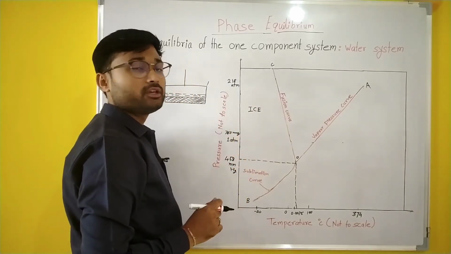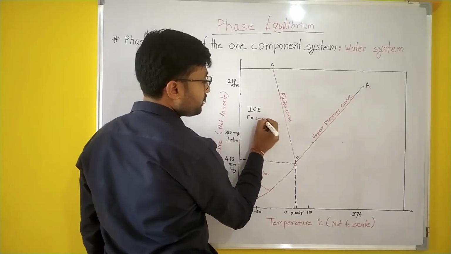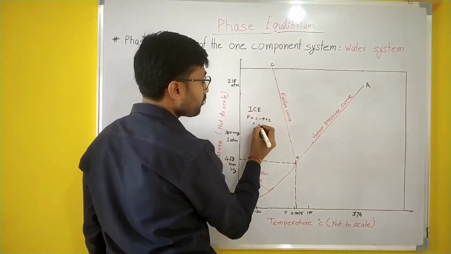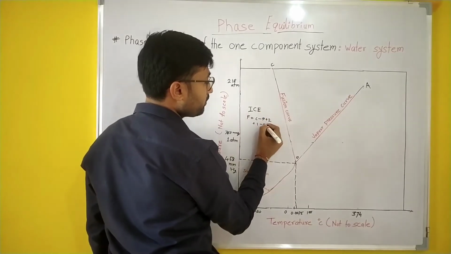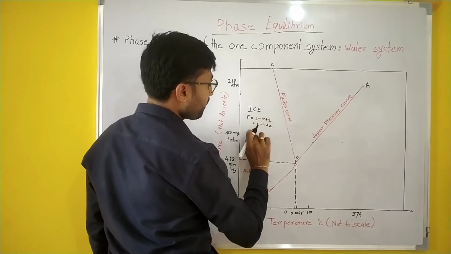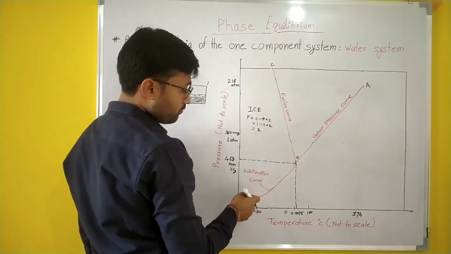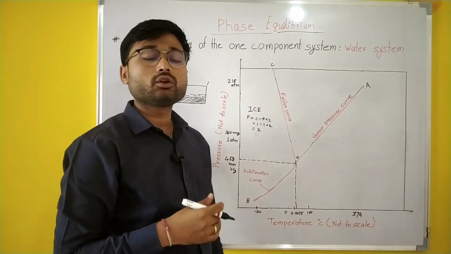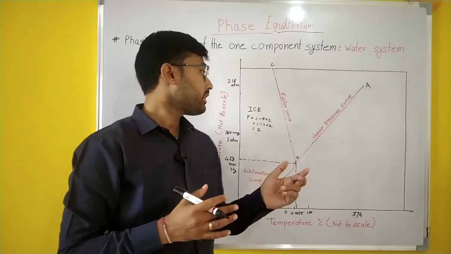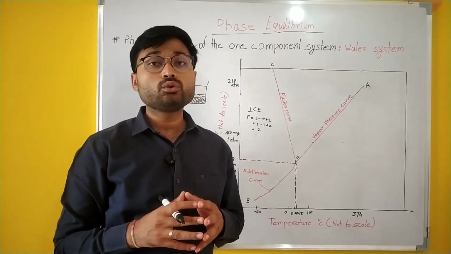So what is the degree of freedom here? Your F value, what is the formula? F equals C minus P plus 2. The component C is always 1, as we have already mentioned. Phase is only 1, plus 2. So your degree of freedom is F equal to 2. So before the curve COB, your degree of freedom will always be 2. That system is called bivariant. To define any point in this region, you need two variables.